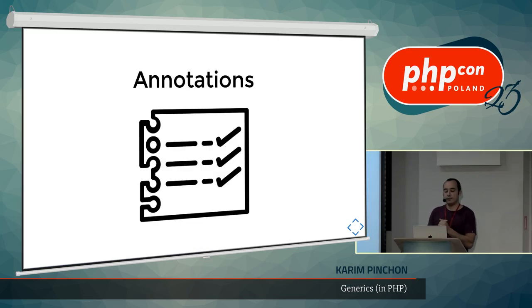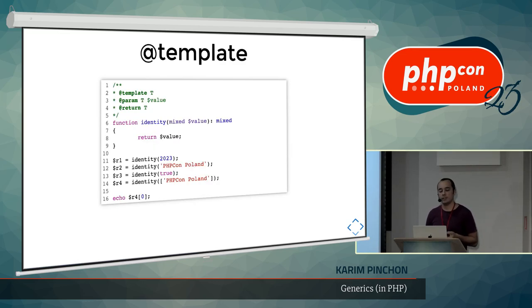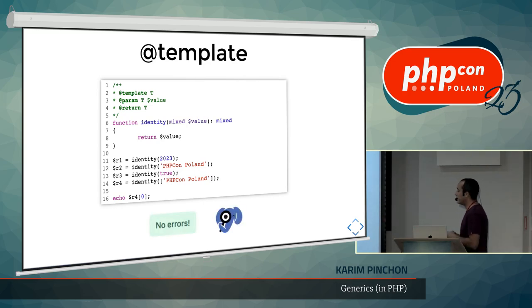So let's look at what kind of annotation we have. First of all, the most important annotation, I think, is @template, which will allow you to define a template of generic. And then, once you define it, you can use it everywhere. So here, I have exactly the same function as before, but now with some PHPDoc. The code will work perfectly, and now I use PHPStan and there is no error. Why? Because now it knows that, in the last line, I give it an array, so $r4 will be an array too.